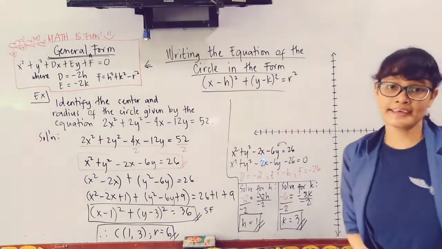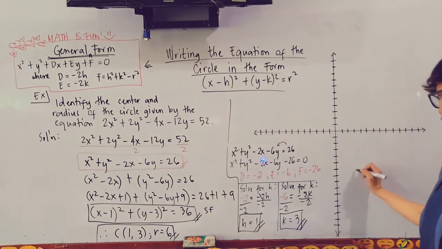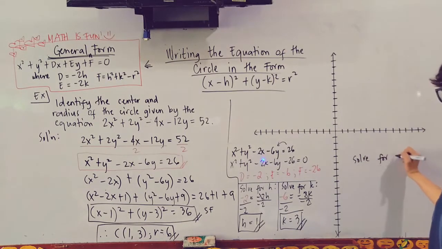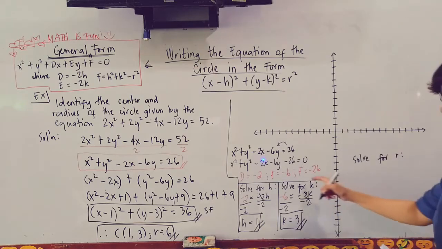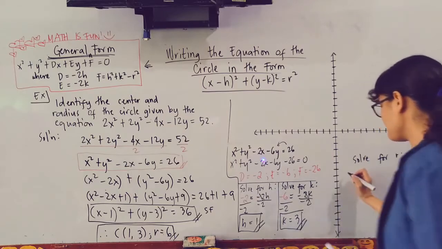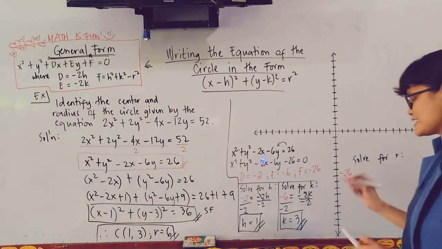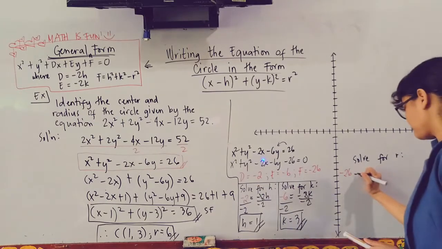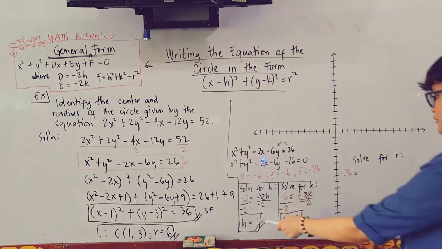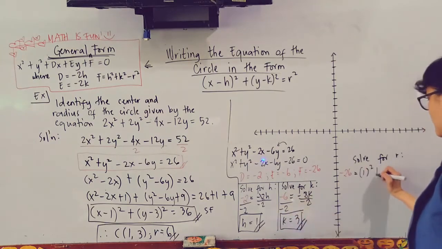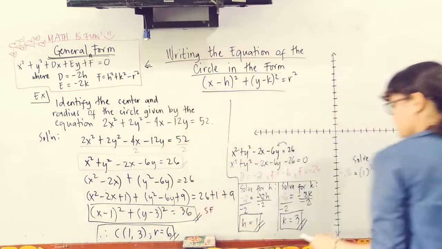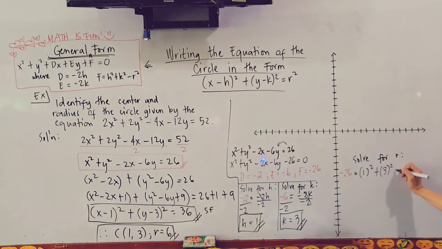And lastly, as for your F, let us solve for R by using the formula for F. So your F is -26. So you have -26 is equal to, H is 1, so 1 squared plus K squared, so you have 3 squared minus R squared. Okay, so i-simplify na lang.